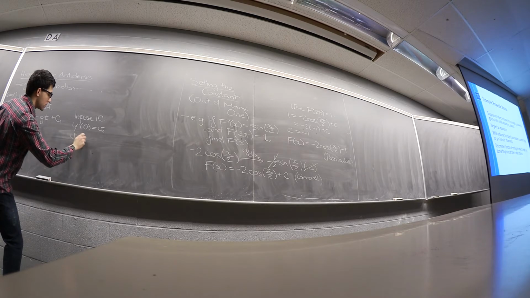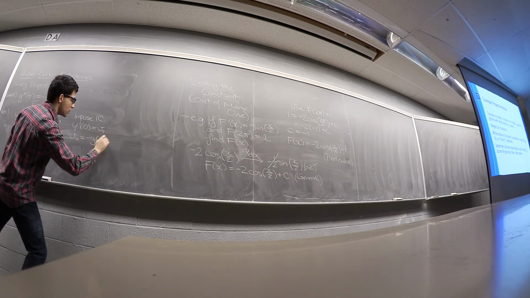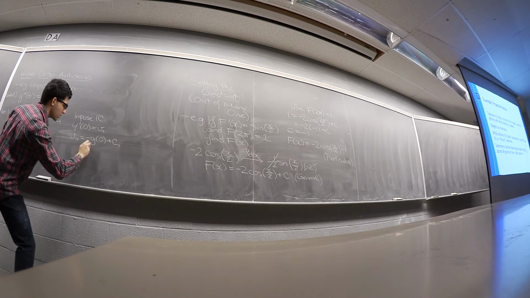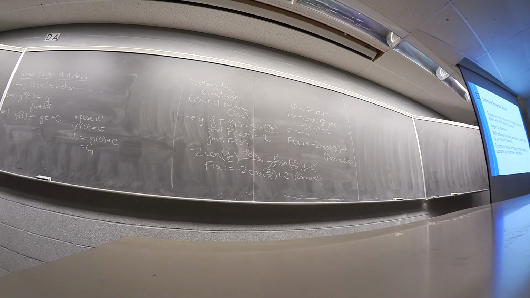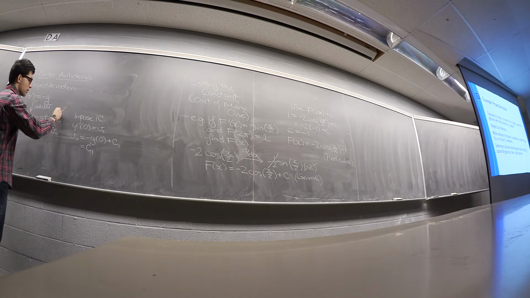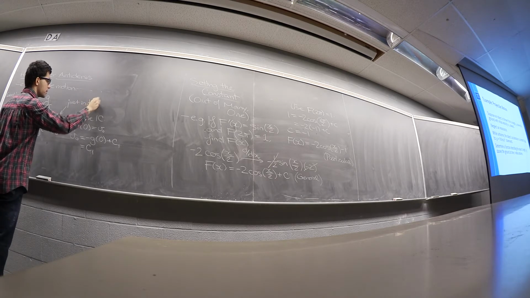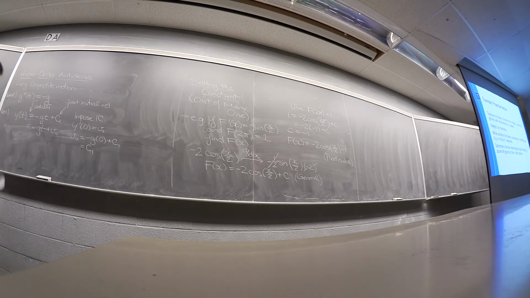So v naught is equal to minus g times 0 plus c1. Hey, looky, looky. c1 just represents the initial velocity of the projectile. This is just initial velocity. We anti-differentiated once, and we got the velocity. We'll do it again to get the position.